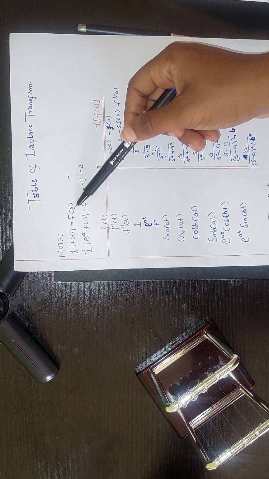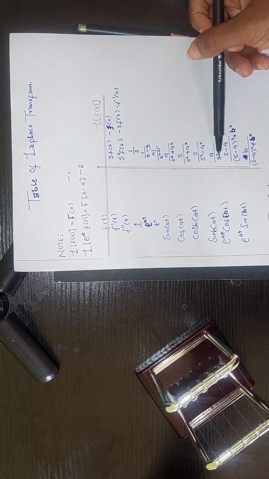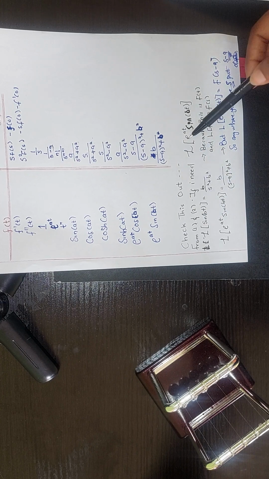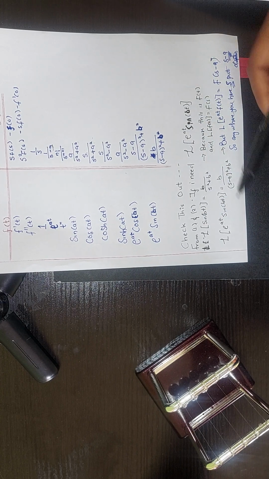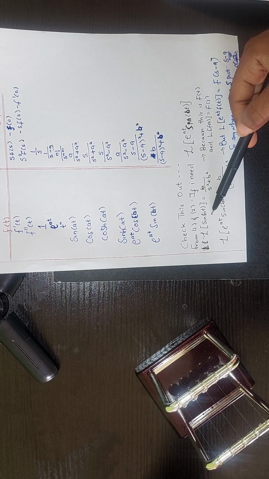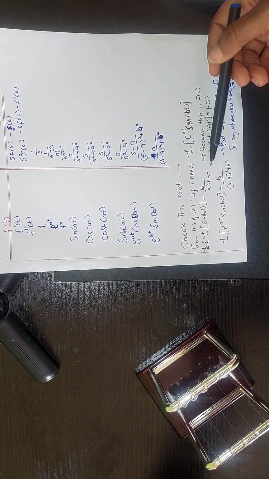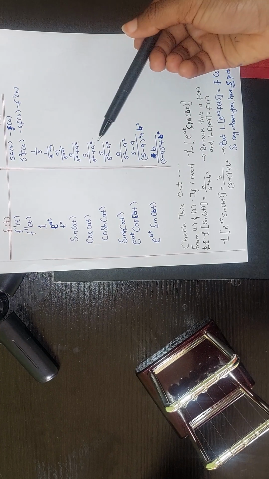That means instead of me having s, wherever I have s, I'll be having s minus a. So here, Laplace of e raised to power at sine bt. Let me just do the Laplace of sine bt first. So if I do Laplace of sine bt, I'll have normally b over s squared plus b squared, using what I've given you in the table before.